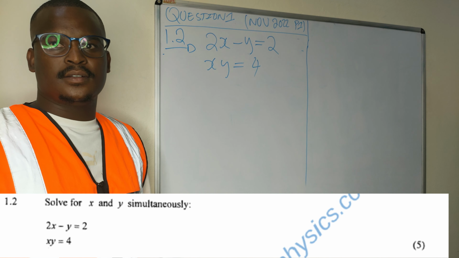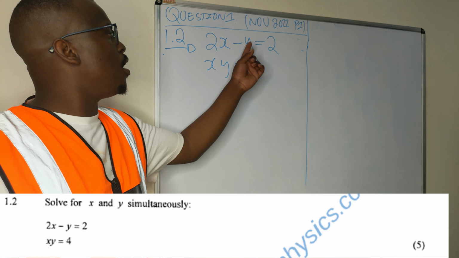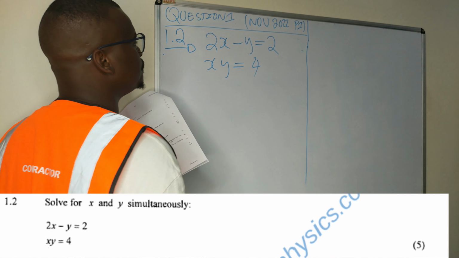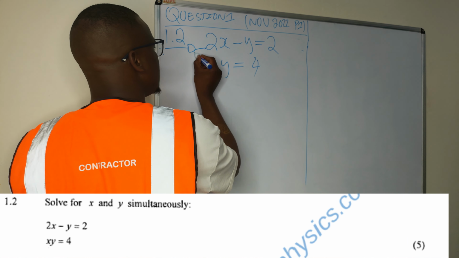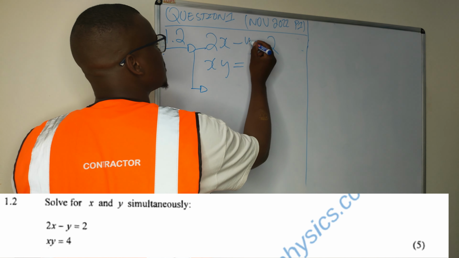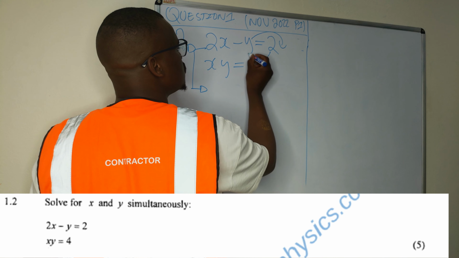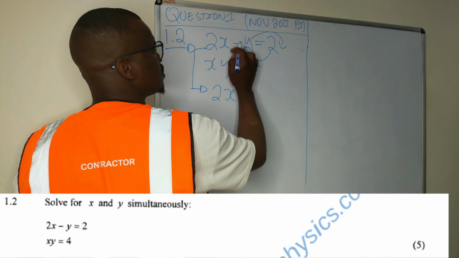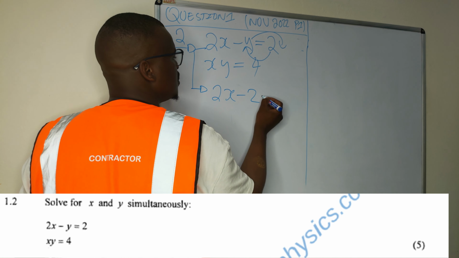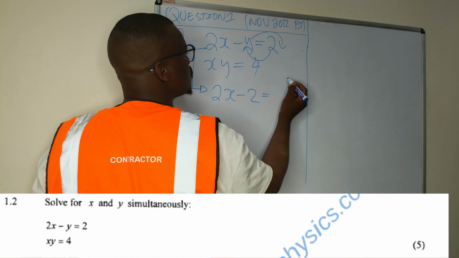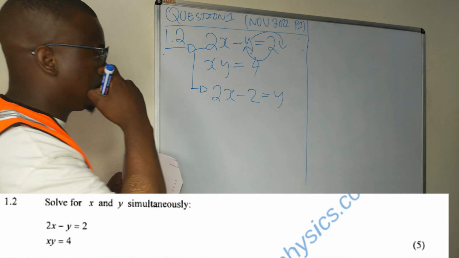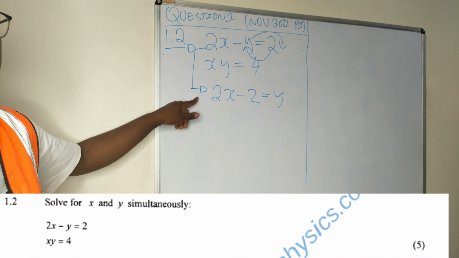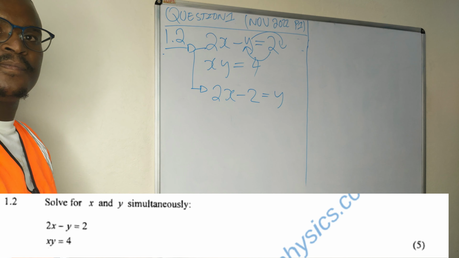This coefficient is 1, so I can transpose y to the other side, right? From this equation, I'm going to transpose y to this side and 2 to this side. So I'll have 2x minus 2 is equal to, this y was negative, it will be positive on that side. So I'll have y equal to that. So this equation and this equation are the same, but I just arranged them. That's what I did.